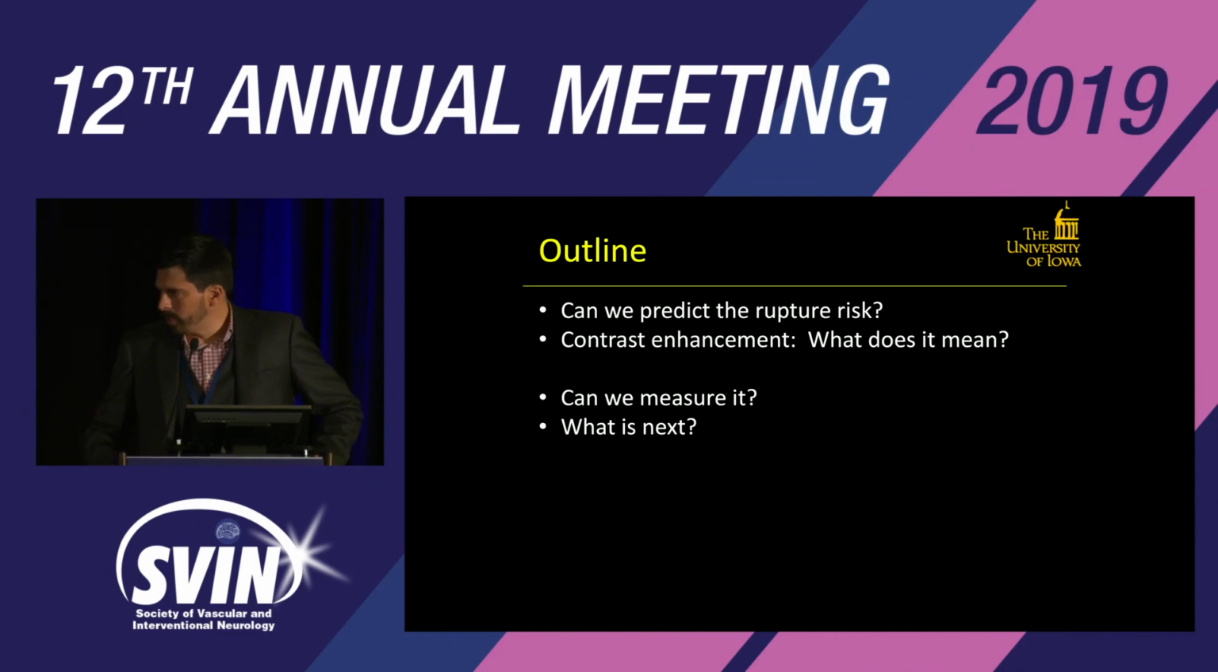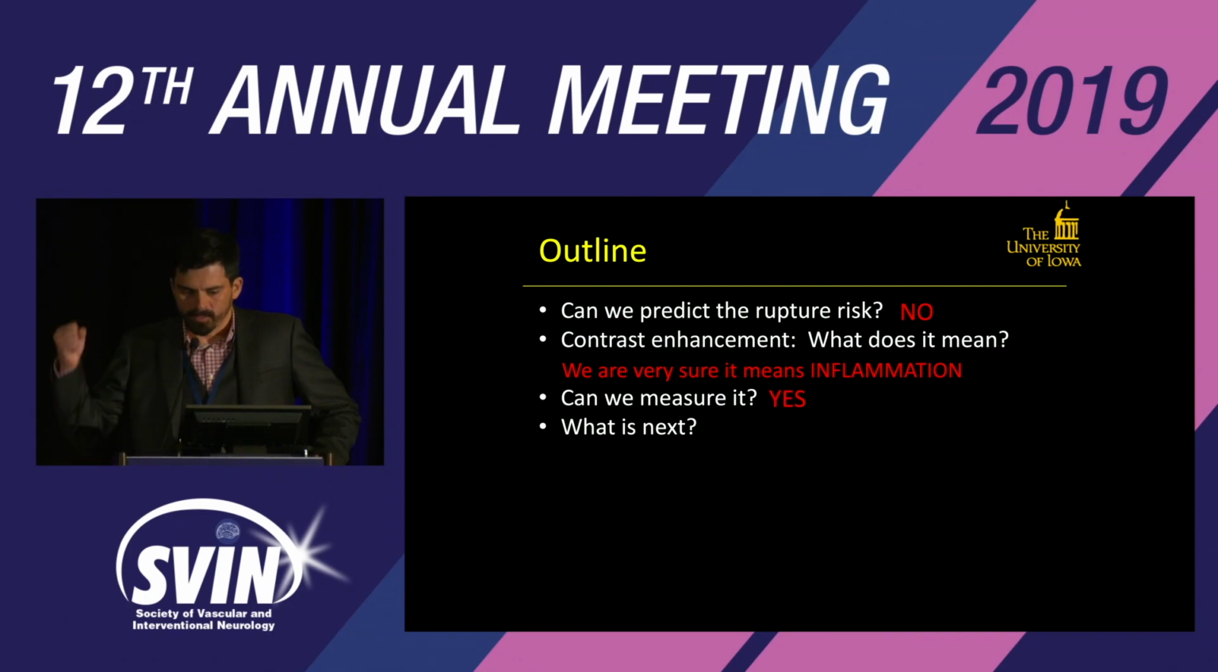So just to finalize, this is the outline. Can we predict if an aneurysm is going to rupture? No. Contrast enhancement, what does it mean? We are pretty positive it probably means inflammation, but we're still testing the hypothesis. We have to do more experiments. Can we measure it? Yes. What's next? Hopefully a prospective multi-center study.